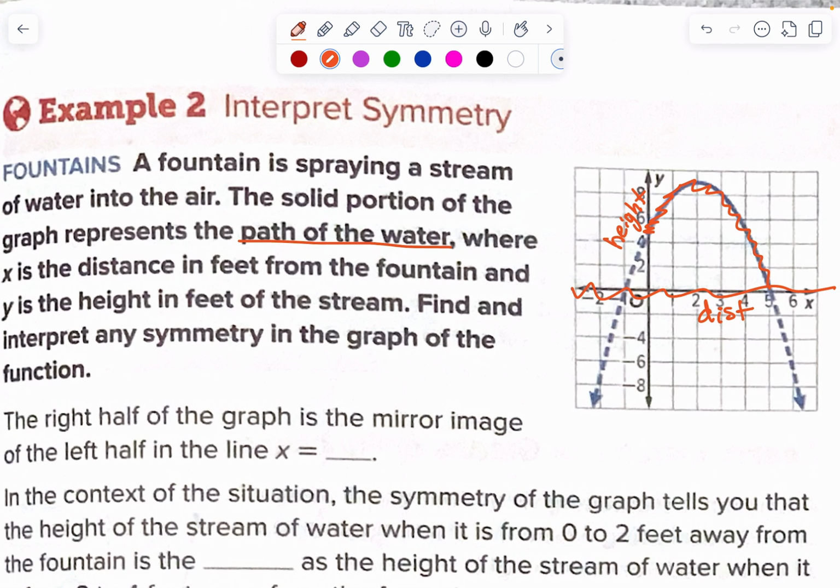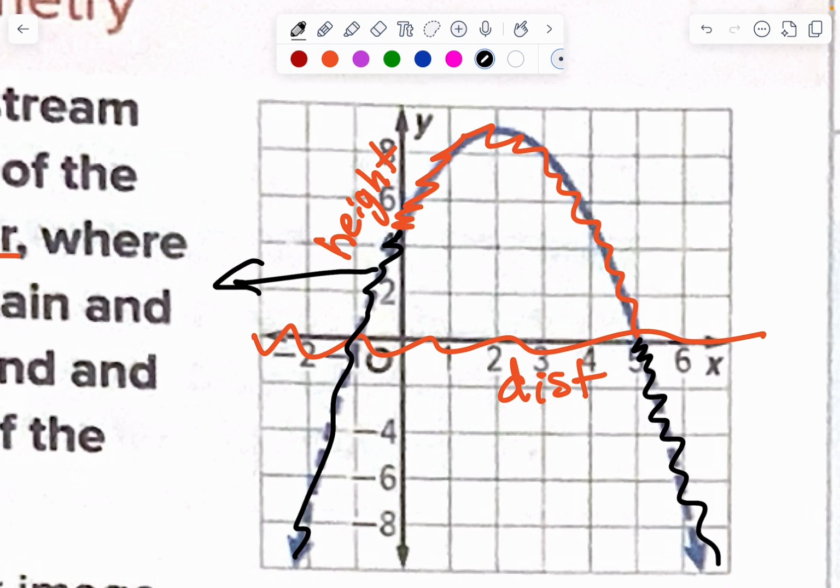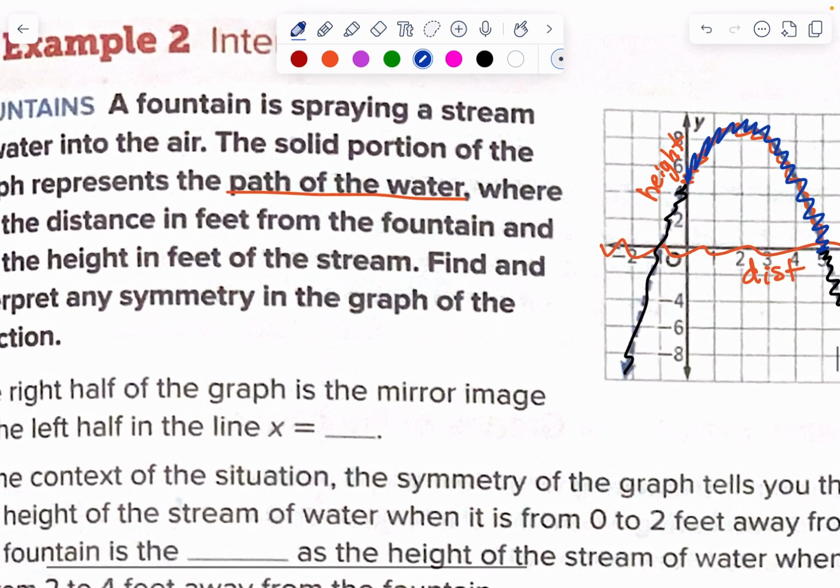Now, the reason why they graphed the rest of this, but put it as a dotted line, is because, as we've talked about before, you can't have a negative height and you can't have a negative distance. So they did that so we could see that this is a parabola and look at its symmetry. But that's why it's a dotted line rather than a solid line: it's not going to be a part of the story. Only this piece is going to be the path that the water travels.